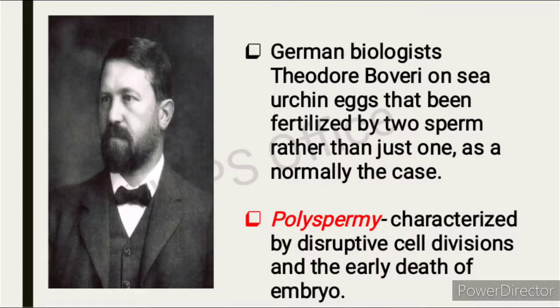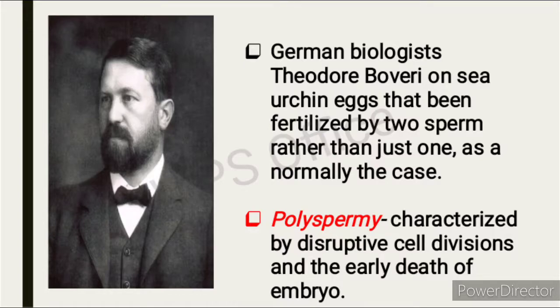The importance of the chromosomes contributed by the male became evident in a study by the German biologist Theodor Boveri on sea urchin eggs that had been fertilized by two sperm rather than just one, as is normally the case. This condition, referred to as polyspermy, is characterized by destructive cell divisions and the early death of the embryo. The second sperm donates an extra set of chromosomes and an extra centriole. These additional components lead to abnormal cell division in the embryo, during which the daughter cells receive variable numbers of chromosomes.